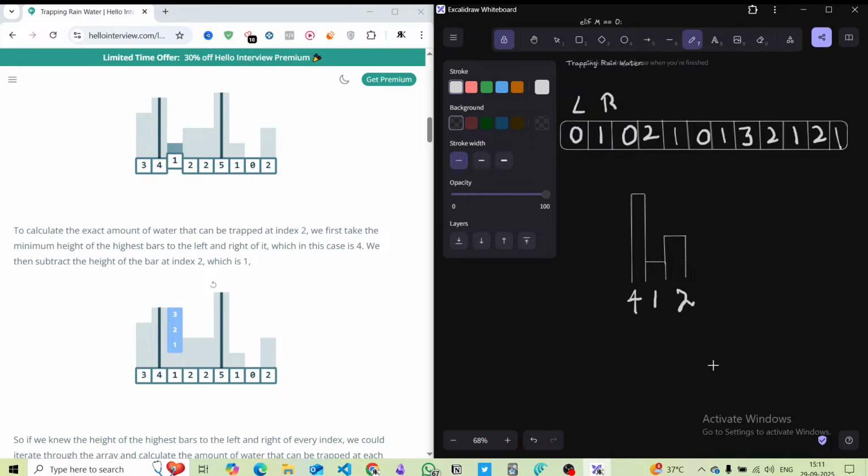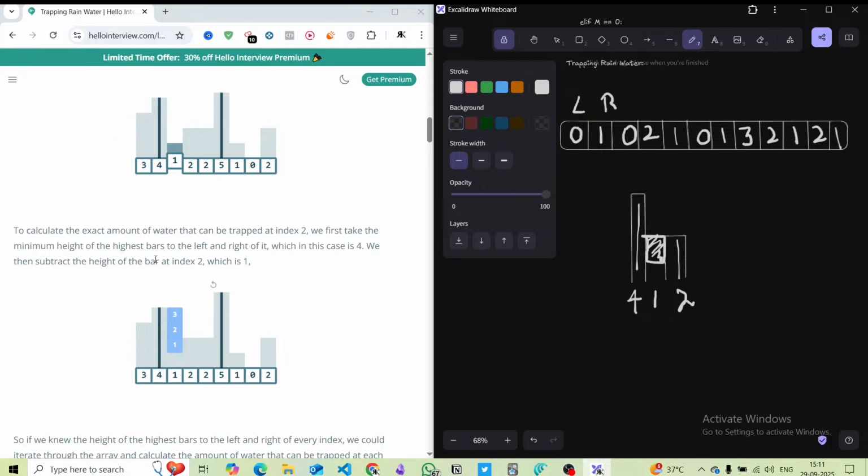In order to calculate how much water we can store here, we first take the left-hand side, the 4, and the right-hand side, the 2, and find the minimum, so we can find the level up to which water can be stored. They're saying this is the same intuition we used in the Container With Most Water problem. I think it's a medium problem. Okay, we move on.